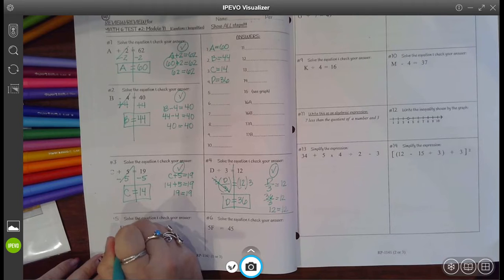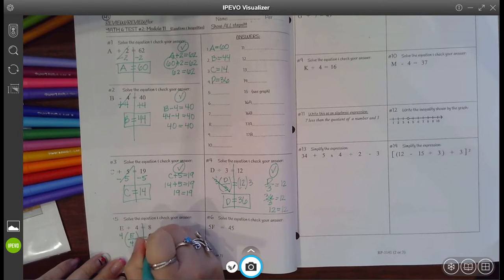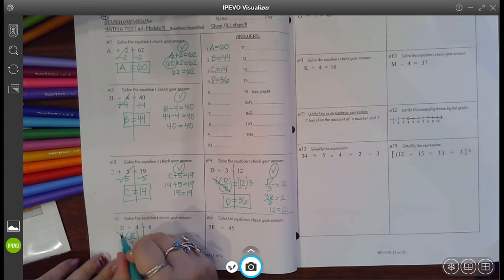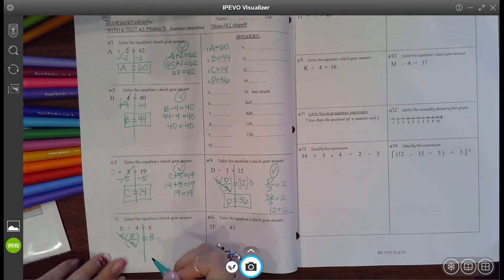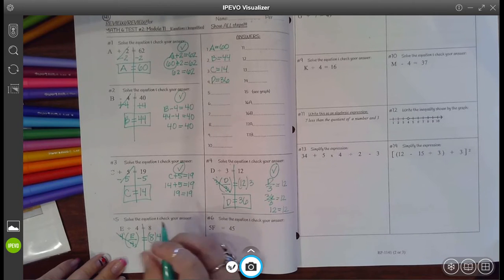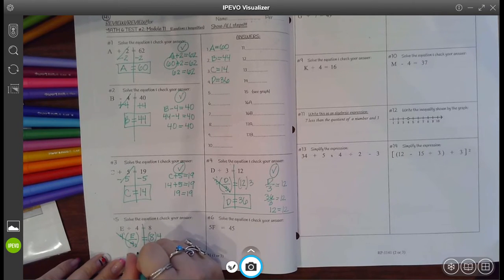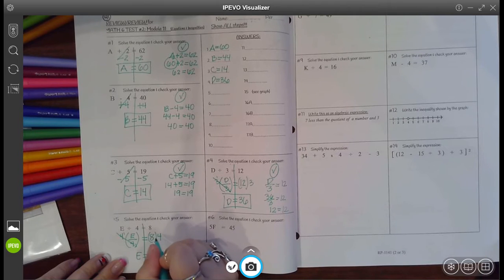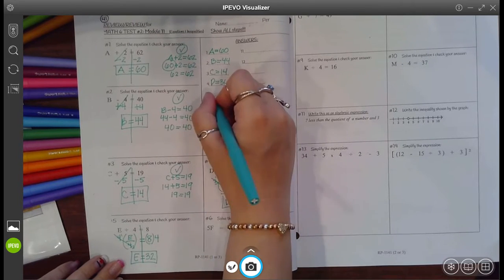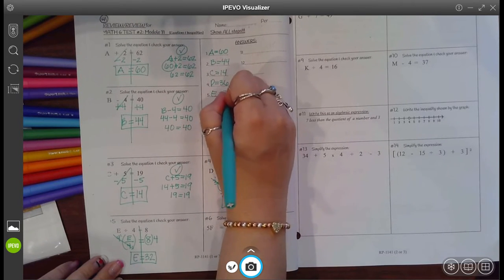And then I want this 4 to cross cancel, so I'm going to multiply it by a 4 so that those cancel and become 1. Whatever you do to one side, you have to do to the other. So I'm going to multiply that side by 4 as well. Now 1 times e is just e. E is up by itself. And then 8 times 4 is 32. So now I have e equals 32. That's what I think the answer is to number 5.